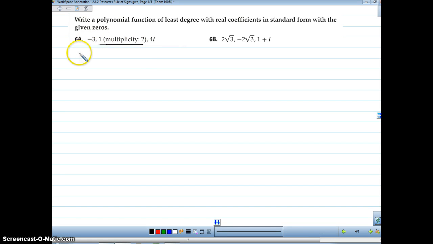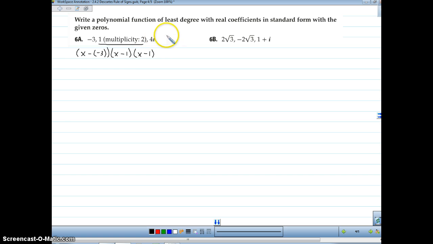So real quick for 6a, we'll get you started. This is going to be x minus negative 3 and x minus 1 twice. So you can either write it like x minus 1 squared like this, but since we're going to have to FOIL eventually anyway, you might as well just write it out as x minus 1 times x minus 1, because you got to do it twice.